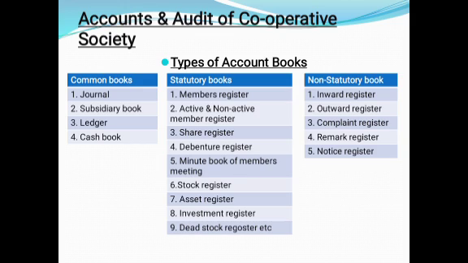Then the active and non-active member register. Active means those who participate in the particular society. Non-active means they are only registered in the name of the society and are not involved in its activity; they are outside the society. So we call them non-active partners or non-active members. That register of active and non-active members has to be maintained with the members' names.